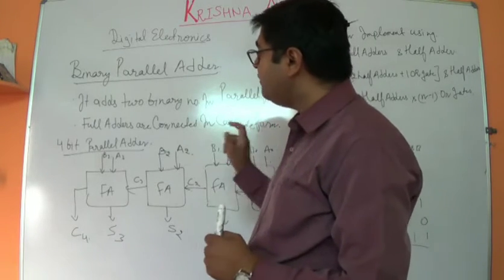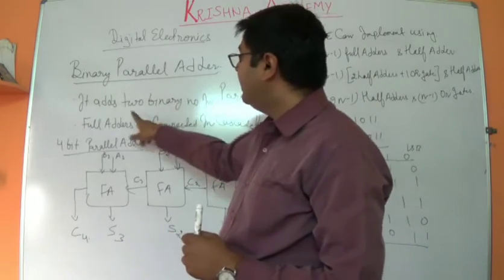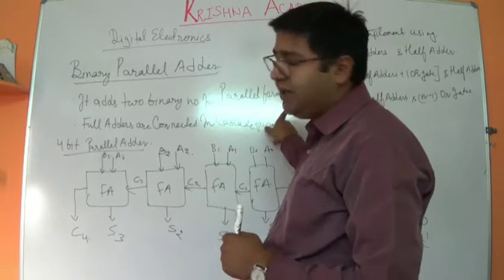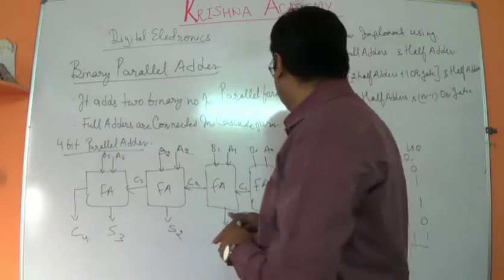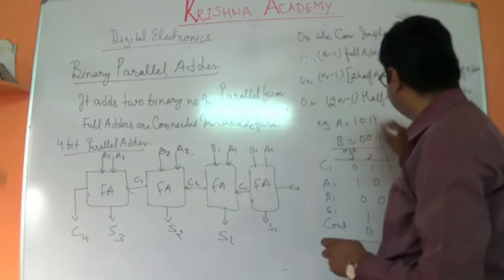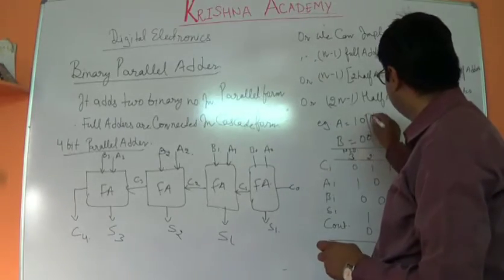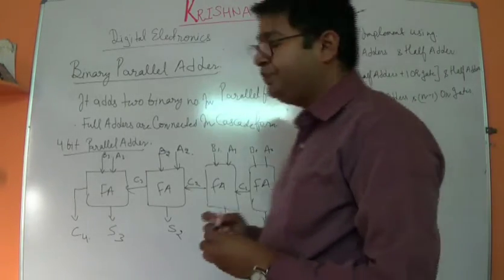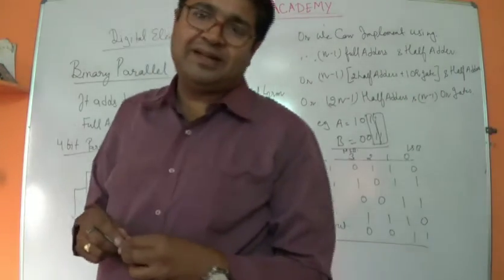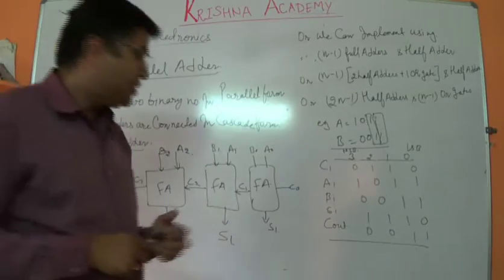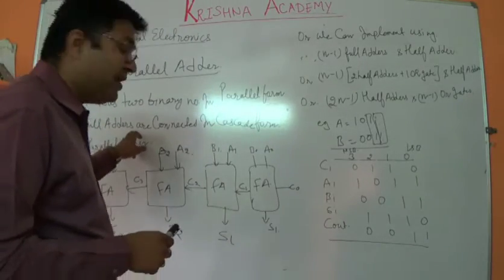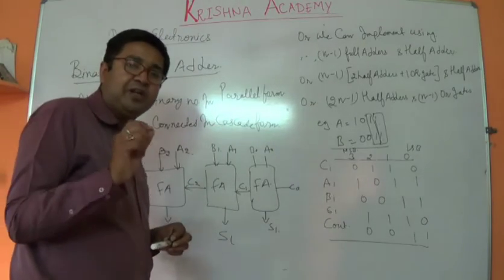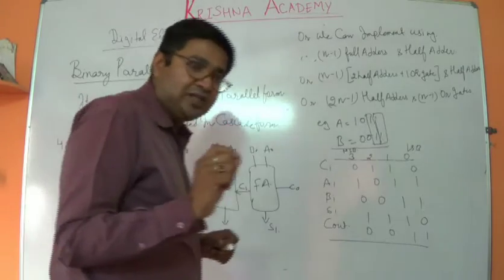Now if we are talking about a binary parallel adder, it adds two binary numbers in parallel form. Now how can we implement that particular circuit? Whenever we need to implement any combinational circuit, what we need to identify is the inputs as well as the outputs.